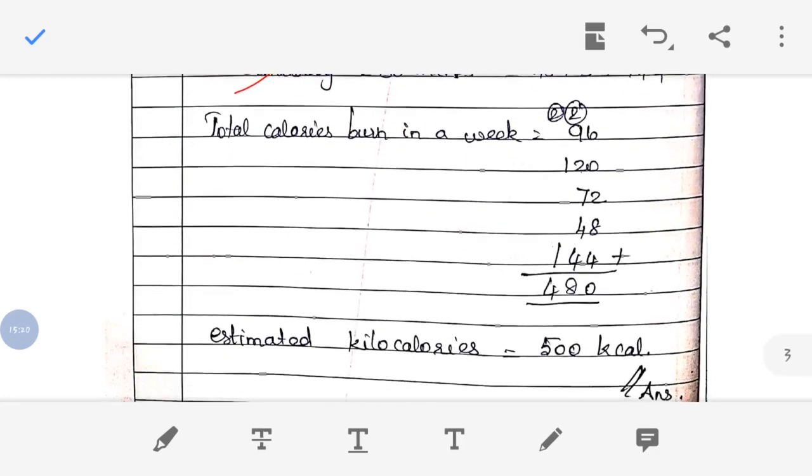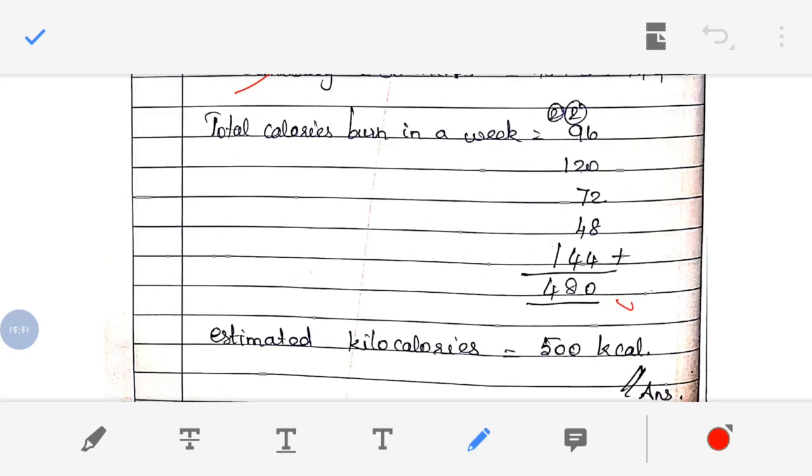Now we are going to add all the answers which we got from the estimation. If you add, you will get this answer, that is 480. If you round off this 480 to the hundreds place, you will get 500 as the answer. So in this way, you have to solve questions based on estimation of numbers. Kindly watch the videos again and again, then you will get a clear knowledge of this topic. Thanks for watching. Thank you.